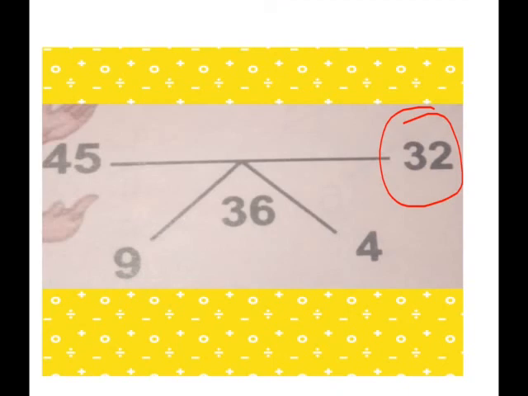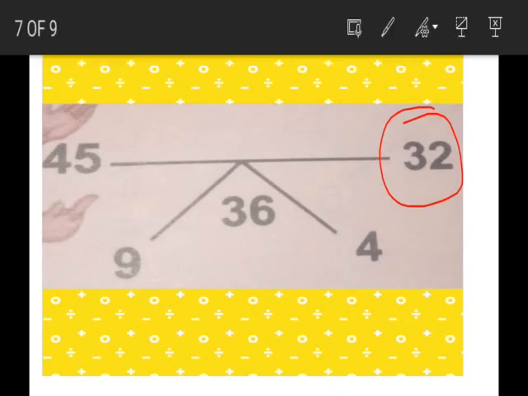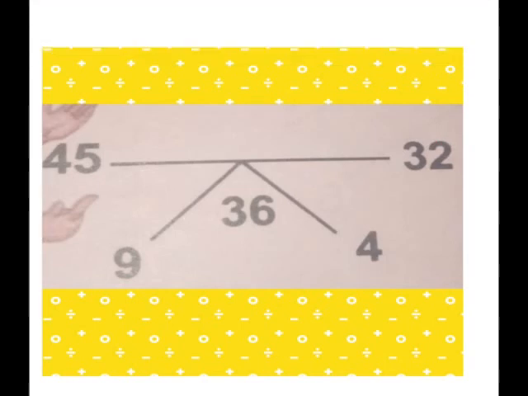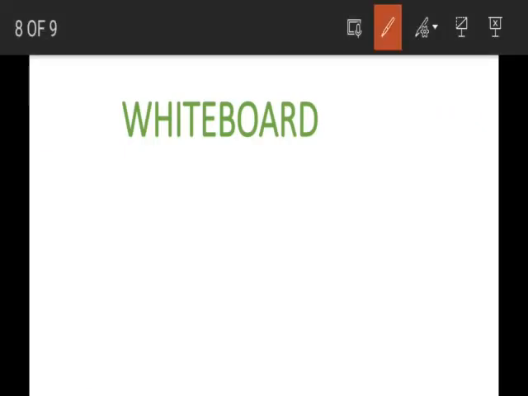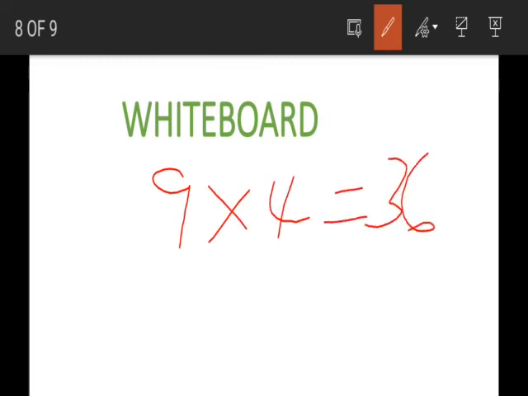Alright, how can we get our 36? How did they get this 36? To get 36, we are simply multiplying 9 and 4. It's going to be 9 times 4. That will give us 36.